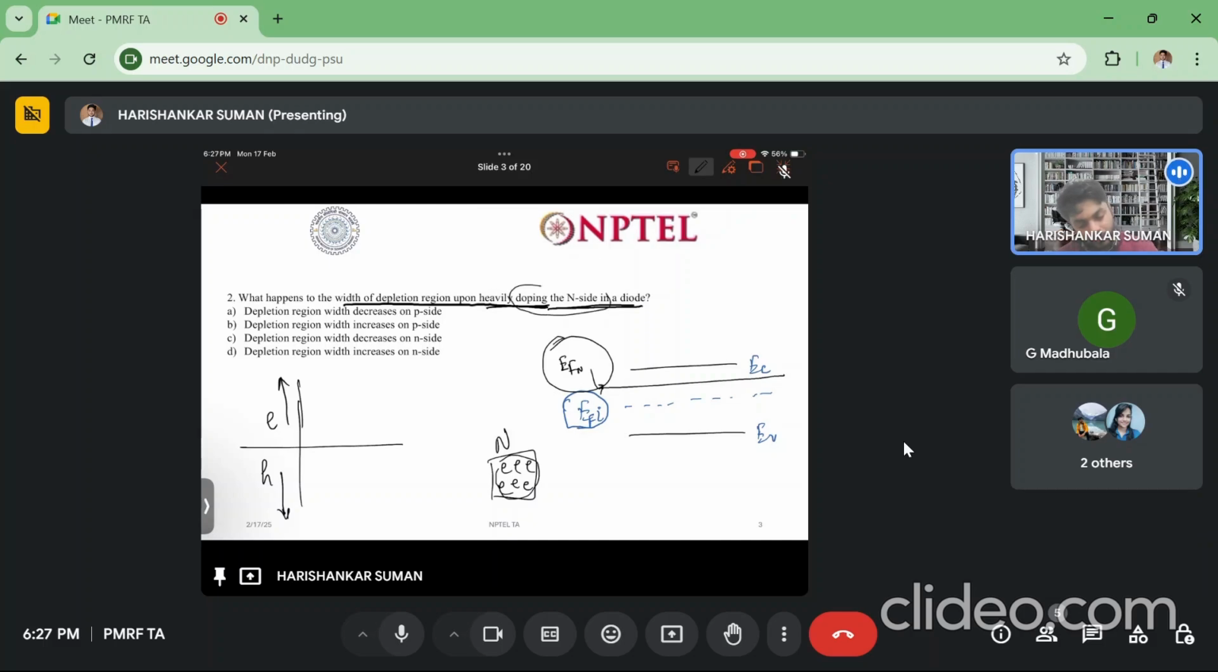If N side doping is small, then what will happen to the depletion region? Let's say we have a depletion region with P side and N side in the normal condition. Case first. Case second: if N is heavily doped, N plus plus, then please think about what will happen.